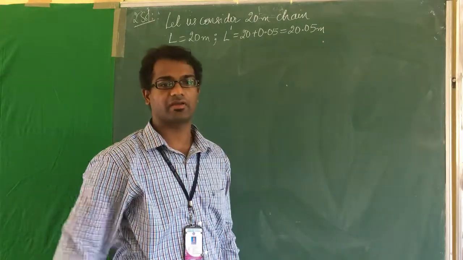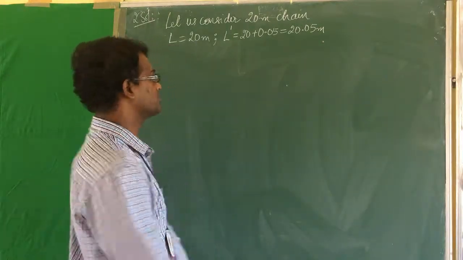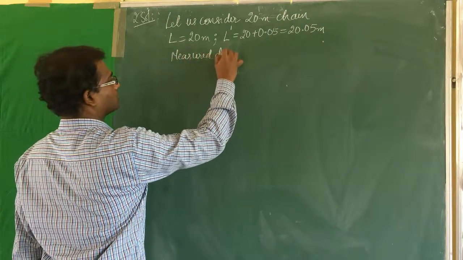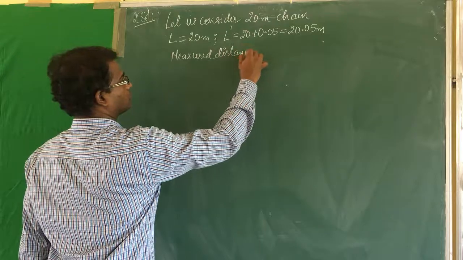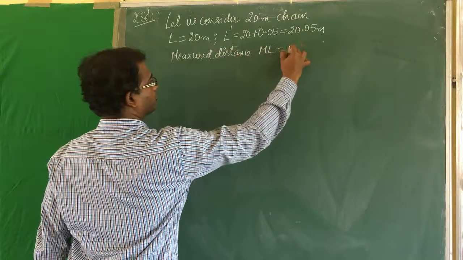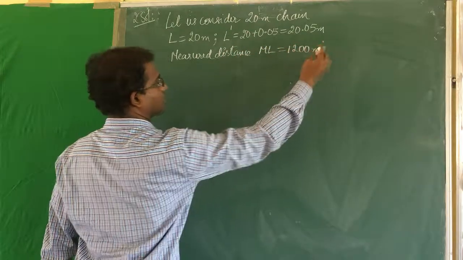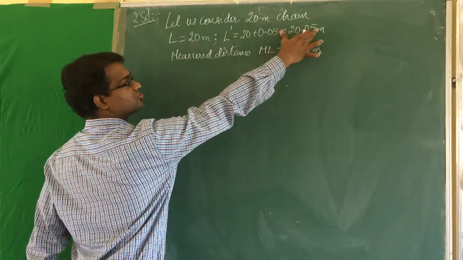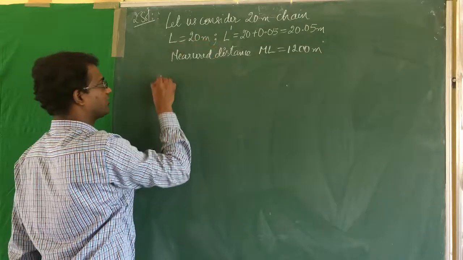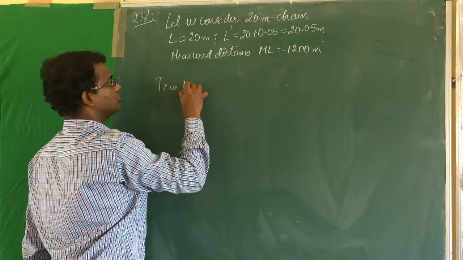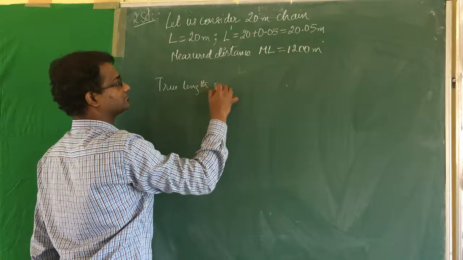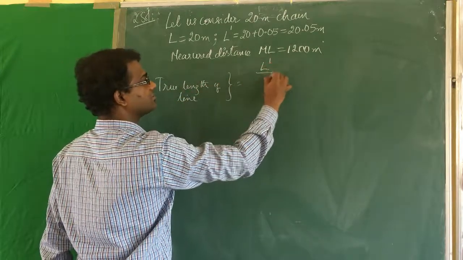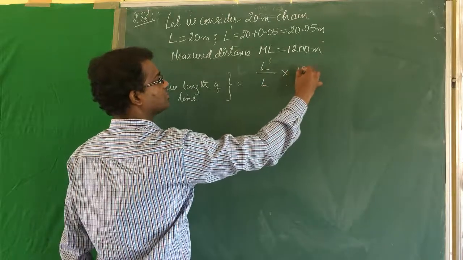It is also given the measured distance was 1200. Measured. There is a measured length, there is an error chain, and you know the true length, then you can find out the true length of line as L dash by L into measured line.